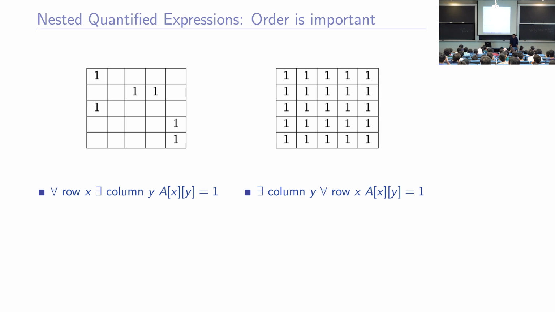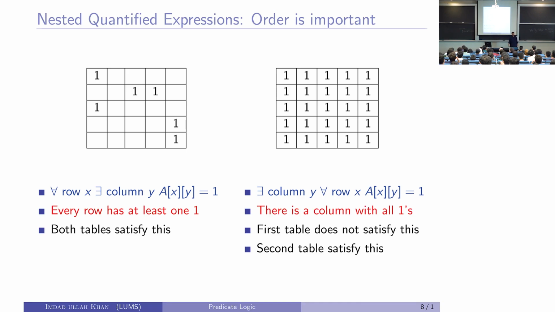Is this true for table 1? Is there a 1 in at least every row? So in English translation, every row has at least one 1, right? This is true. Is it true for table 2? Yeah. In every row, at least one entry is 1. Let's flip the order and see. There exists a column y which is 1 for all rows x. There exists a column such that every row has a 1. Every row has 1, okay?